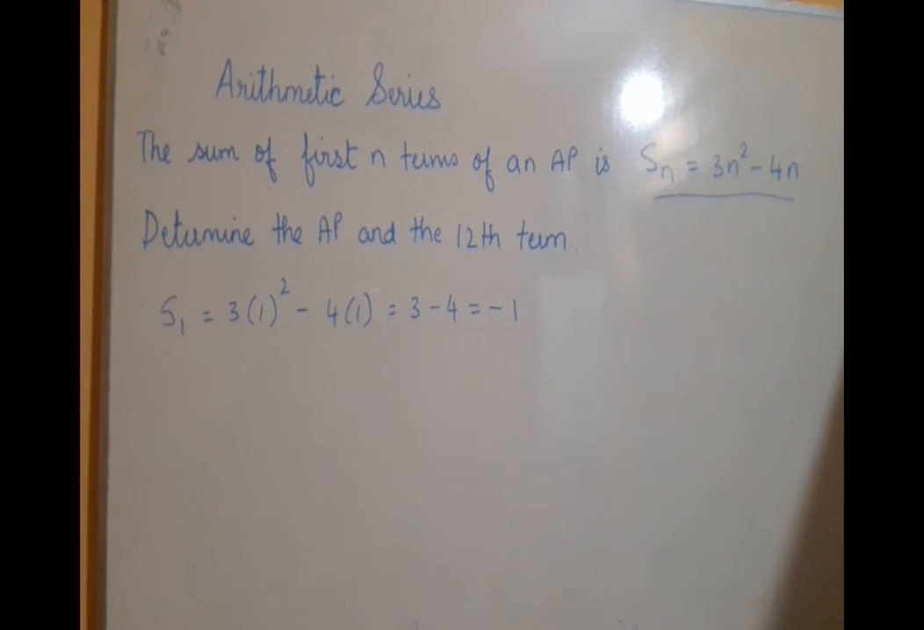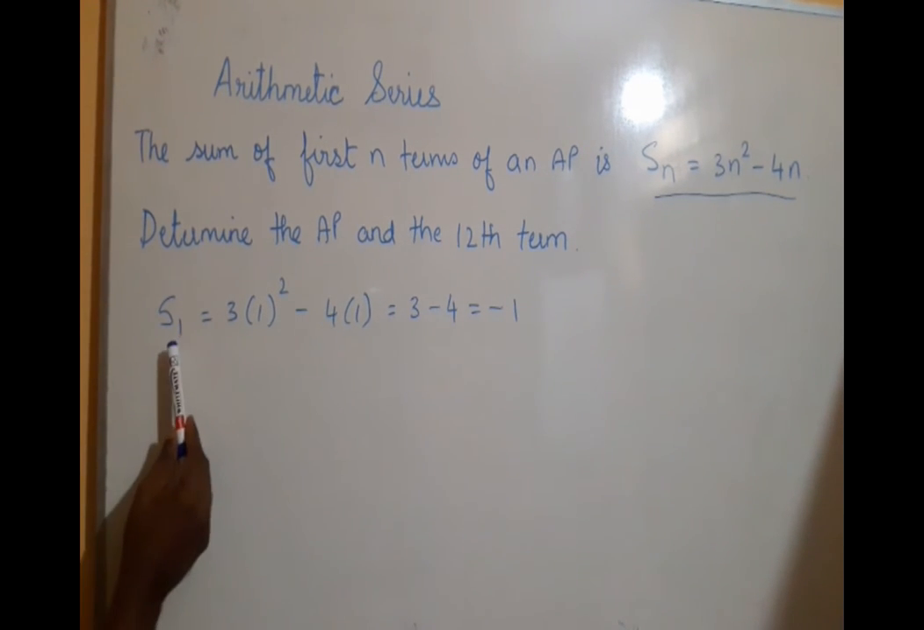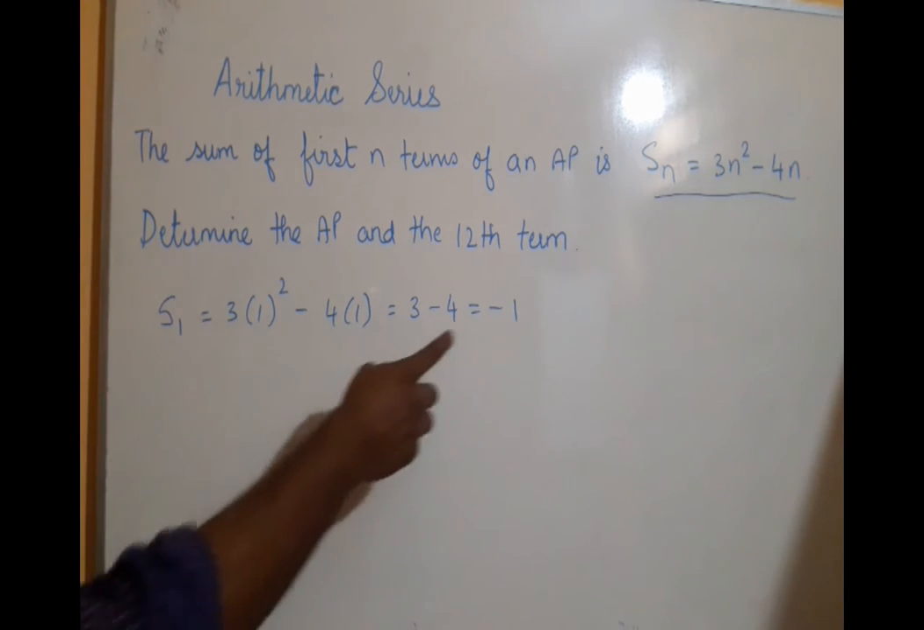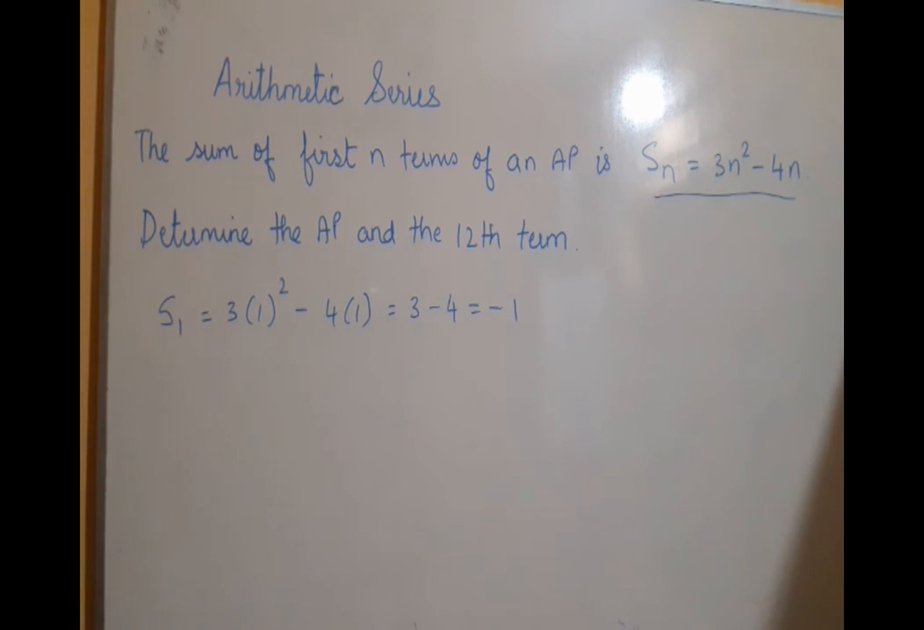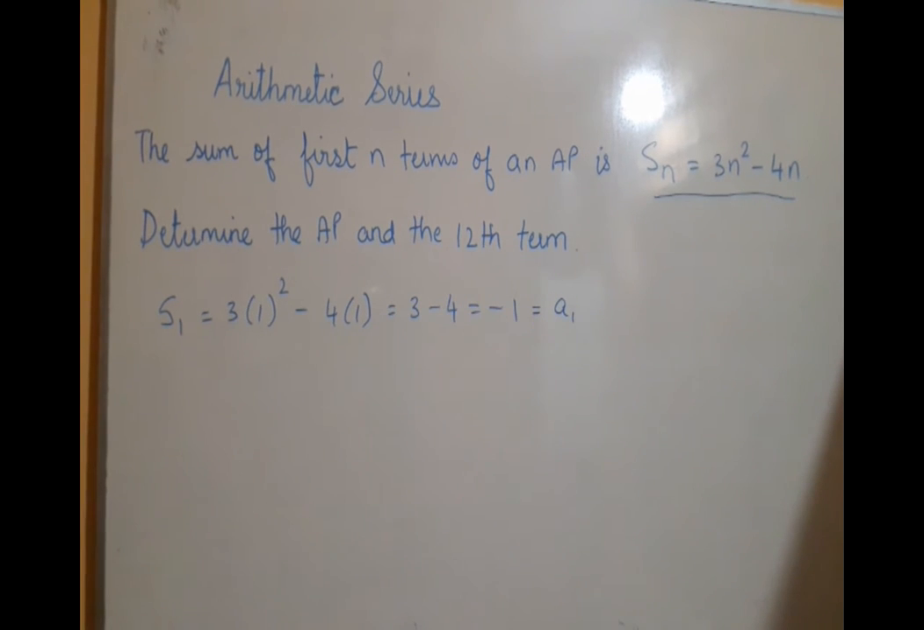I hope you are following this. We are given Sn equal to 3n square minus 4n. So when I put n equal to 1, I get S1 equal to 3 into 1 square minus 4, so minus 1. Now S1 is the sum of the first term. S1 means the sum of the terms, but there is only one term. So you can say the first term is minus 1. S1 is also A1, the first term. I hope you follow this.